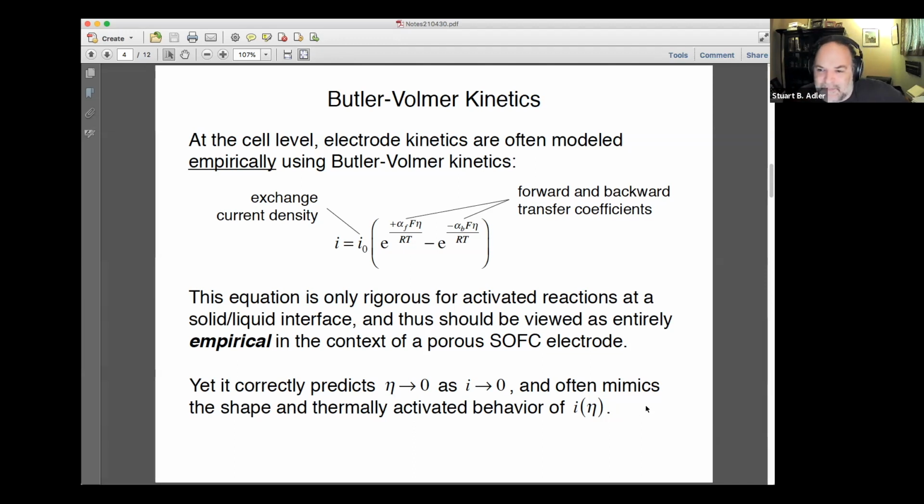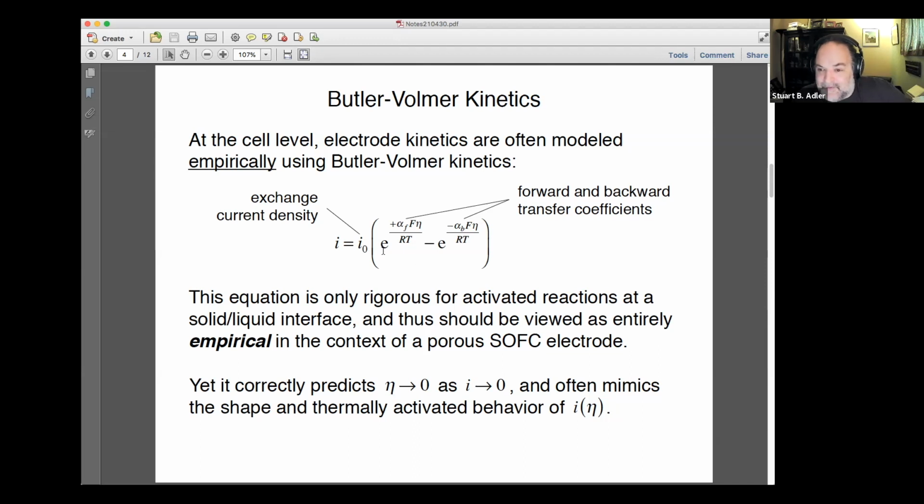That's what this equation basically captures. So the two terms, an e to the alpha f eta over RT, that represents the forward rate. And then we have an exponential term, which represents the backward rate. And you'll notice the structure, there are two exponentials.